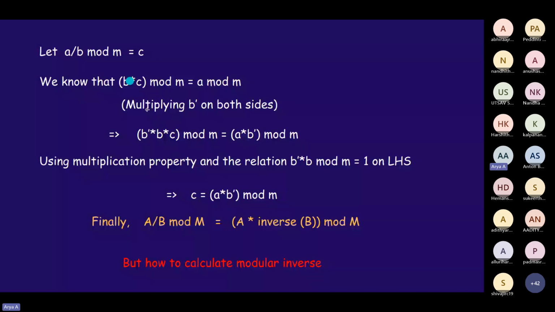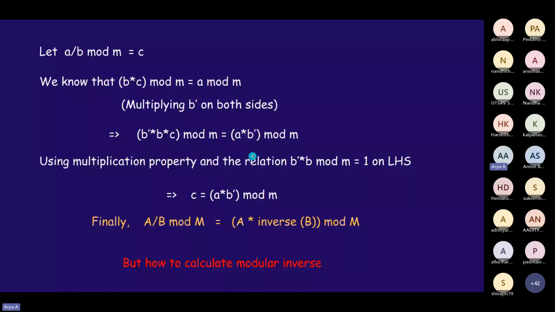Now multiplying b prime on both sides. B prime is basically the modular inverse, I'm just using this notation. You can see b prime into b into c mod m is a into b prime mod m. You might have a doubt as to how I am multiplying b prime directly into these things which are inside the modulus, but if you try writing out the equation, you will get to know that this is indeed true.